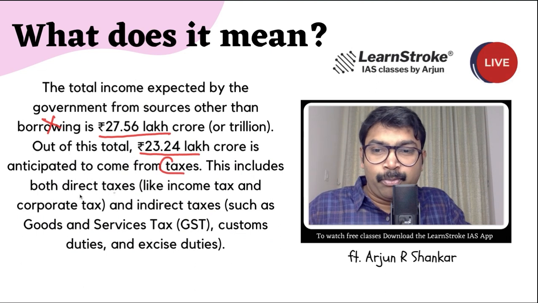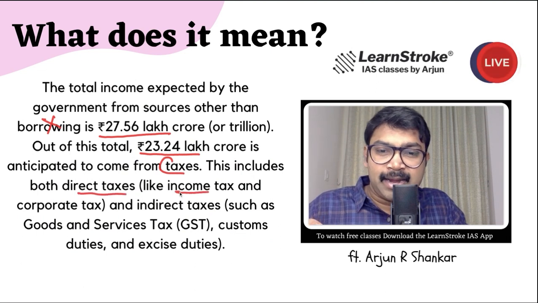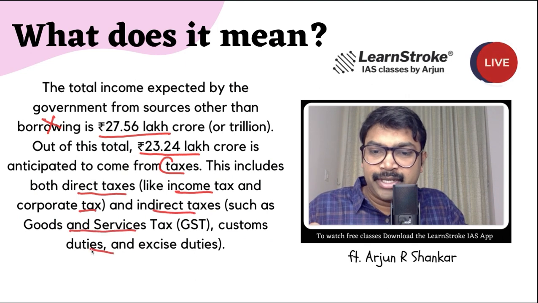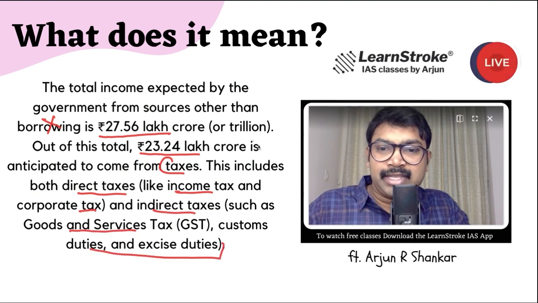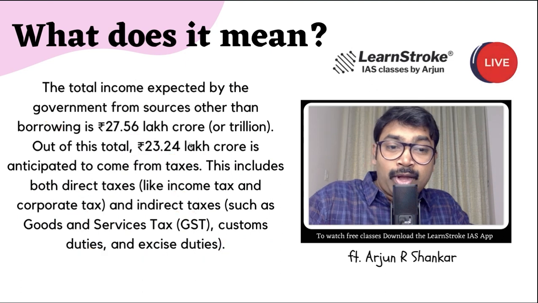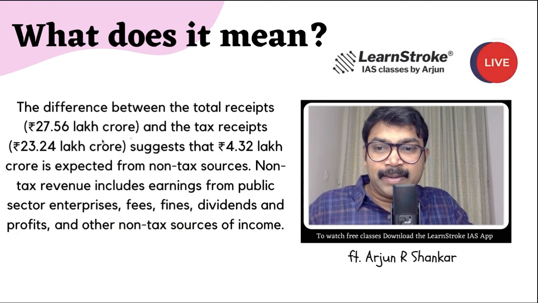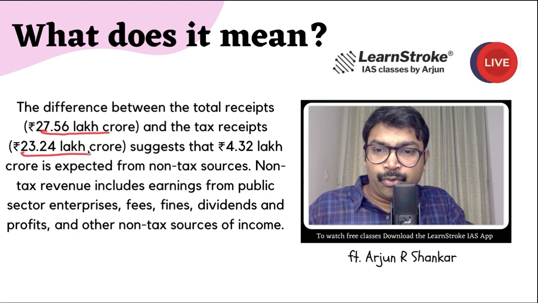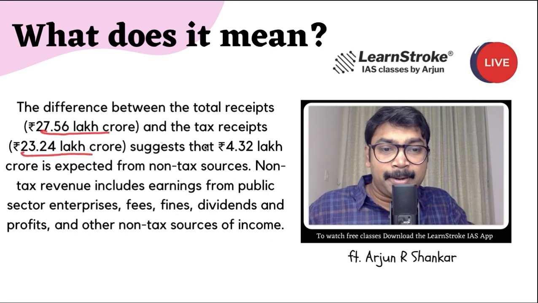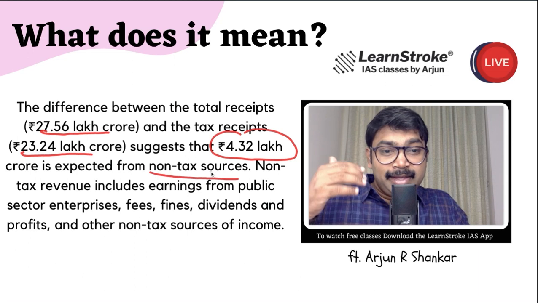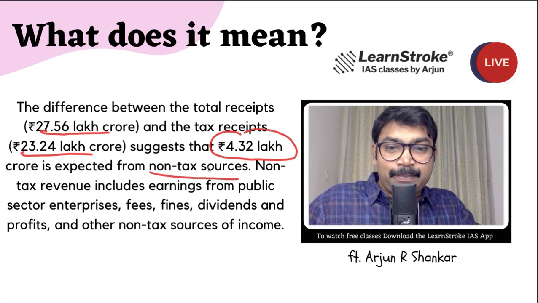So this includes both direct taxes like income tax, corporate tax, and indirect taxes like goods and service tax, customs duties, etc. So out of this, 23.24 lakh crores is going to come from taxes. The difference between the total receipts, 27.56, and the tax receipts, 23.24, when you subtract it, you will get a new figure. 4.32 is expected to come from the non-tax receipts. So this is the non-tax receipts that we are supposed to get.